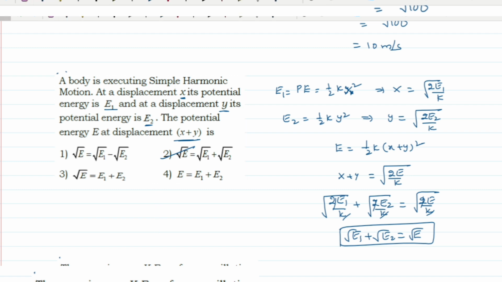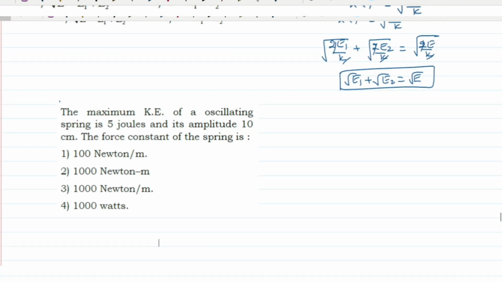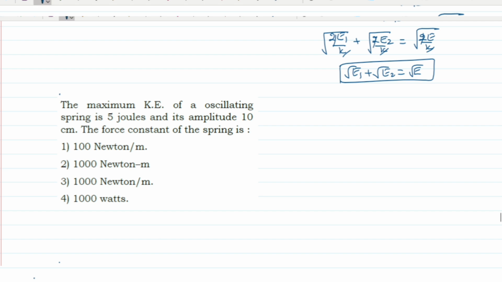Let us see the next question. The next question says the maximum kinetic energy of the oscillating spring is 5 joules and its amplitude is 10 centimeter. The force constant of the spring they are asking. So the maximum kinetic energy formula is half K A squared. It is 5 joules, which equals half K into A, with A as 10 into 10 power minus 2, whole squared.